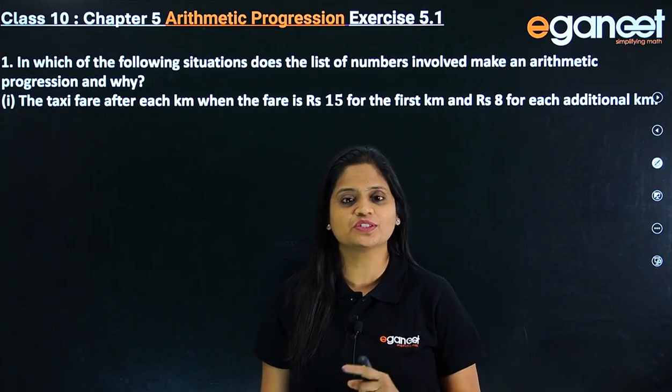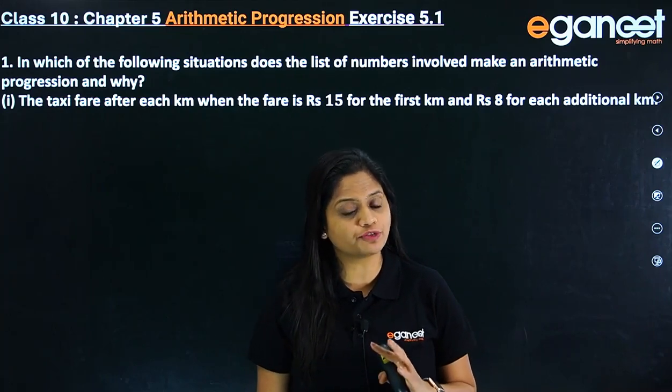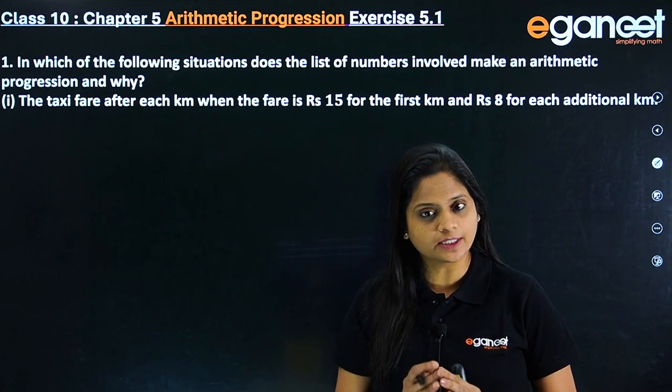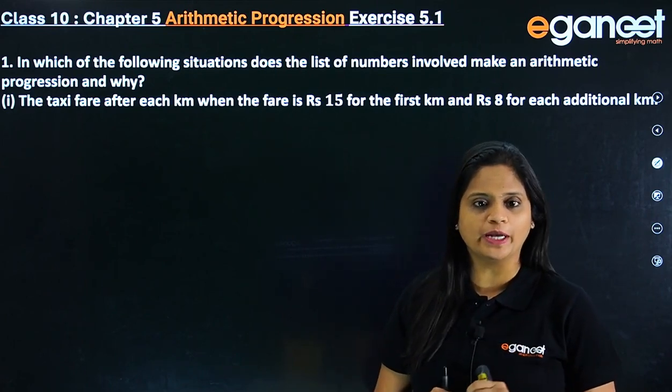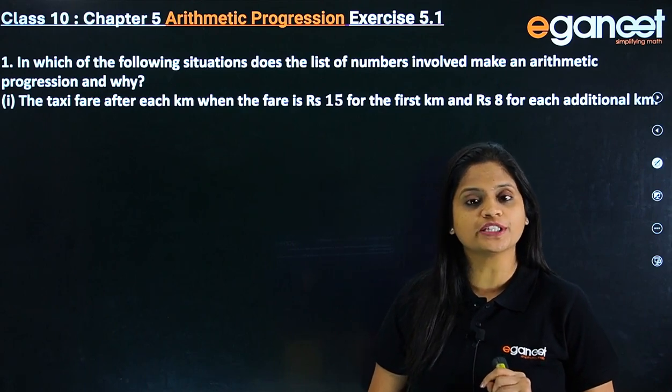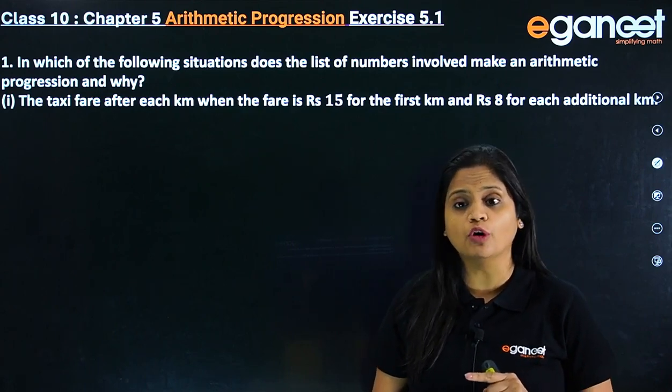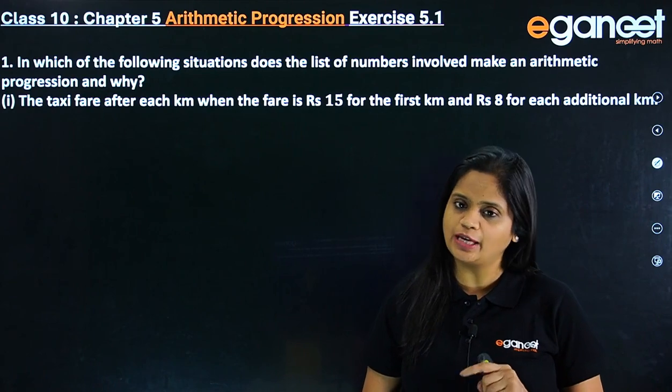Dear Eganeet students, today we are solving exercise 5.1, that is arithmetic progression of class 10. Here we are dealing with question number 1. In which of the following situations does the list of numbers involved make an arithmetic progression and why?